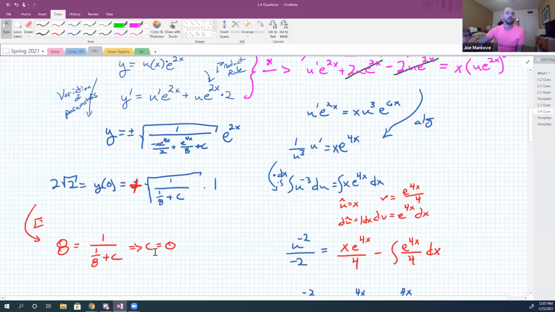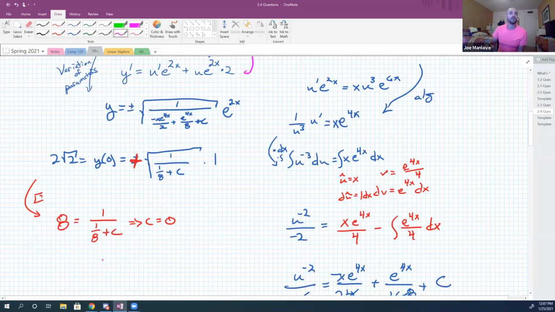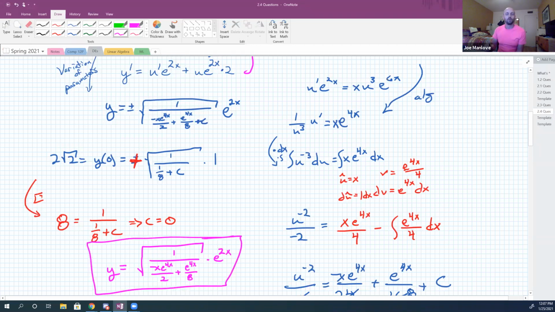So that means that my solution is ultimately, in the end here, y is the square root of 1 over minus x e to the 4x over 2 plus e to the 4x over 8, times e to the 2x. Nasty, horrible looking function, but there it is. You can certainly do some algebra magic to make this agree with what's in the back of the book, but it should. Now, what is the thing I thought I saw that I was scared of for a minute?